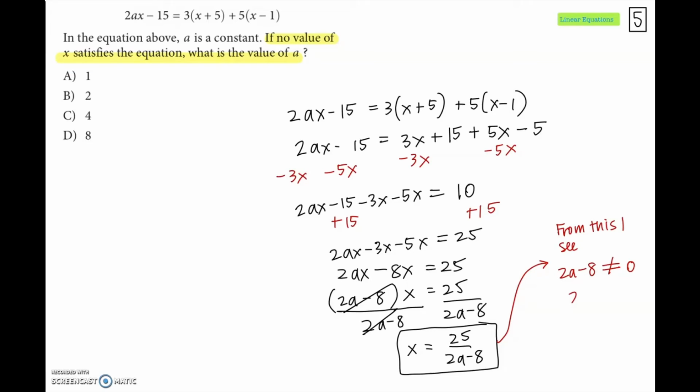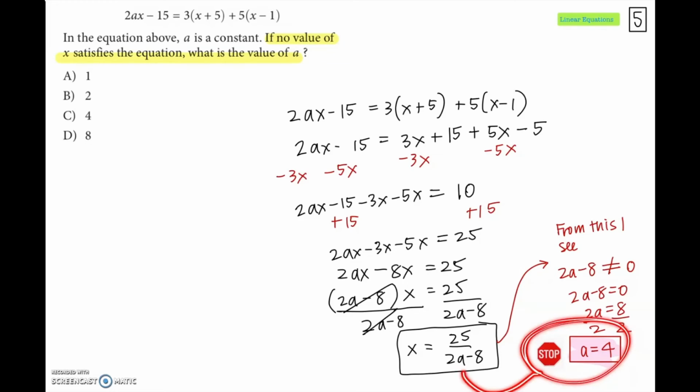So if 2a minus 8 does equal 0, that would be 2a equals 8, divide by 2 both sides, and that would mean that a equals 4. So when a equals 4, this is a major red flag, major problem. We do not want a to be 4, because if a is 4, that means 2 times 4 minus 8. This causes a 0 down here, which would mean no solution for x. So this guy's the answer right here. We definitely don't want a to be 4. It causes a problem where there's no solution for x.